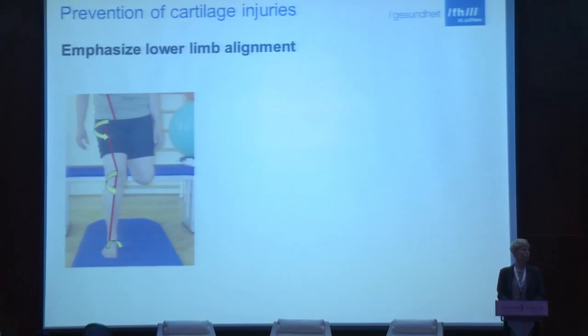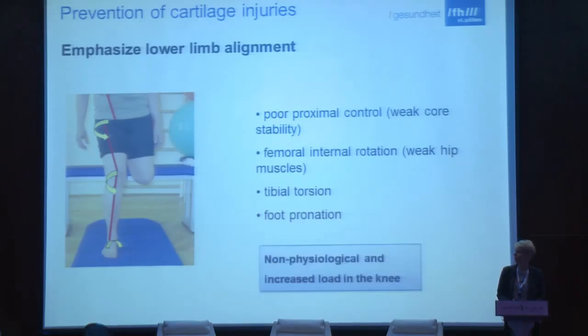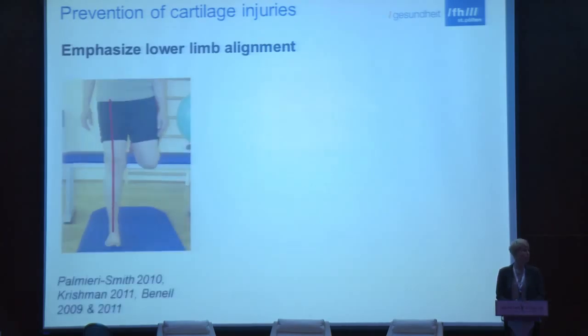The second thing, which is very important, is to emphasize lower limb alignment. If you have a patient like this, and we train with a patient like this in this position, this won't be beneficial for the cartilage. You find a poor proximal control, which is mainly due to weak core stability. You find an increased femoral internal rotation, which is mainly due to weak hip muscles. You find an increased tibial torsion and an increased foot pronation. Also leading to a non-physiological and in particular increased load in the knee.